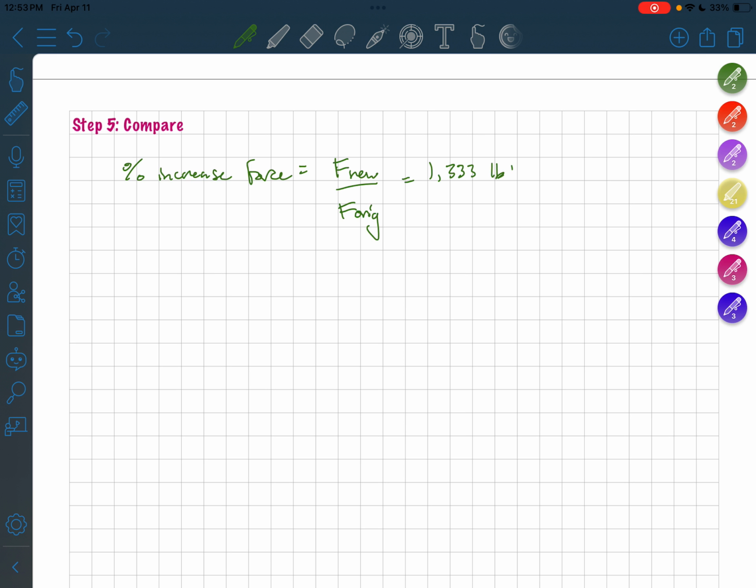1,333 pounds force over 1,000 pounds force. Pounds force cancels. We're left with 1.33, another bad 3. And that's going to give us 33%, which is answer A. There we go. There's our answer.